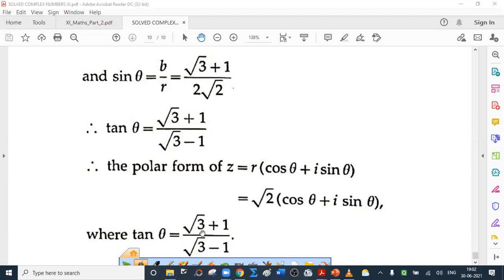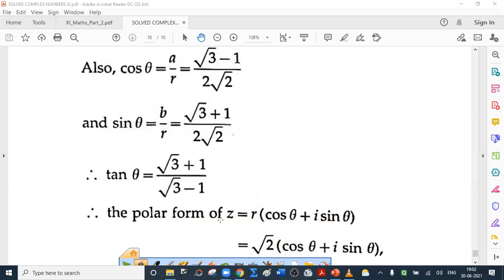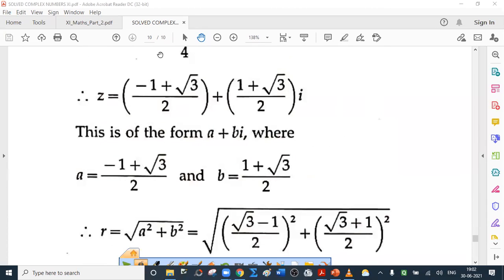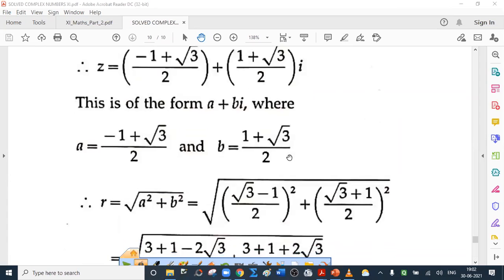It can be seen that this is positive because root 3 minus 1 is positive, and so is root 3 plus 1. Actually, the point representing the complex number is what? Root 3 minus 1 upon 2, root 3 plus 1 upon 2. So x coordinate is positive, y coordinate is positive. So the point is in the first quadrant, and that is why the terminal arm lies in the first quadrant. So theta is greater than 0 degrees but less than 90 degrees.